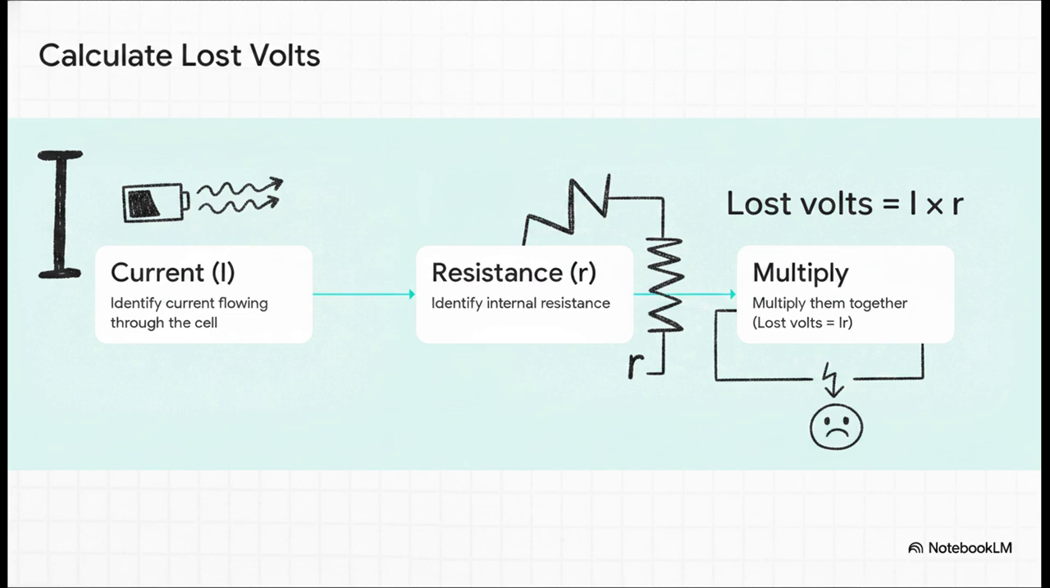Okay, so how do we actually calculate these lost volts? It's honestly super straightforward. Let's break it down. Step 1, you just identify the current flowing through the cell. That's our capital I. Step 2, you identify that internal resistance we were just talking about, the small r. And finally, step 3, you literally just multiply them together. Current times internal resistance equals the lost volts. So in physics terms, lost volts equal I times r. It's just the voltage dedicated solely to overcoming the cell's own internal hurdle.